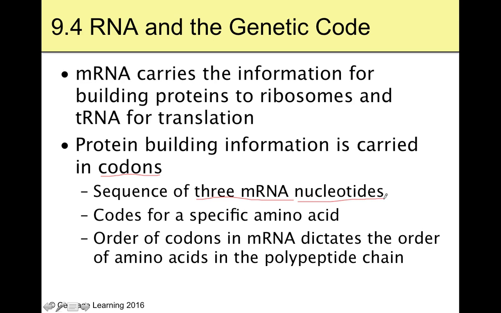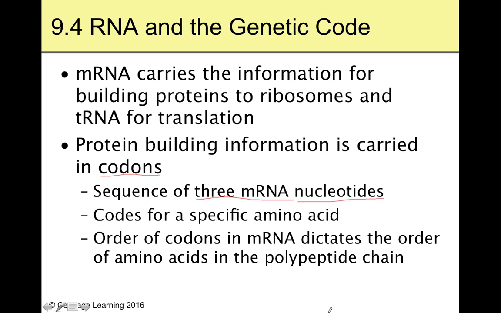Very important stuff. Each set of 3 nucleotides codes for a specific amino acid, and the order of the codons dictates the order of the amino acids. The order of the amino acids tells us what the protein's going to be like. And so this is information. It's like 3-letter words, and each little 3-letter word codes for a different word, right?